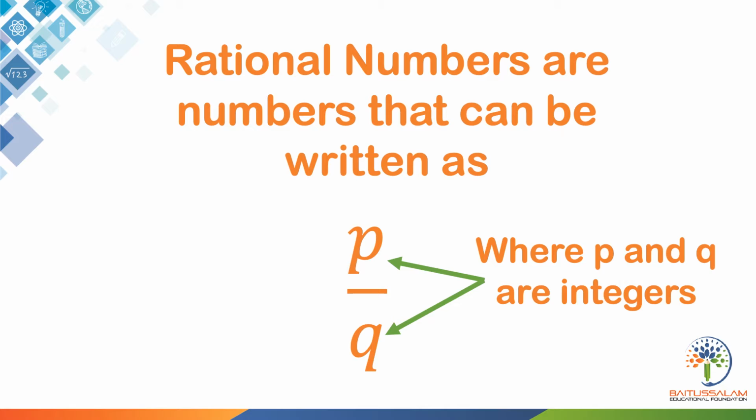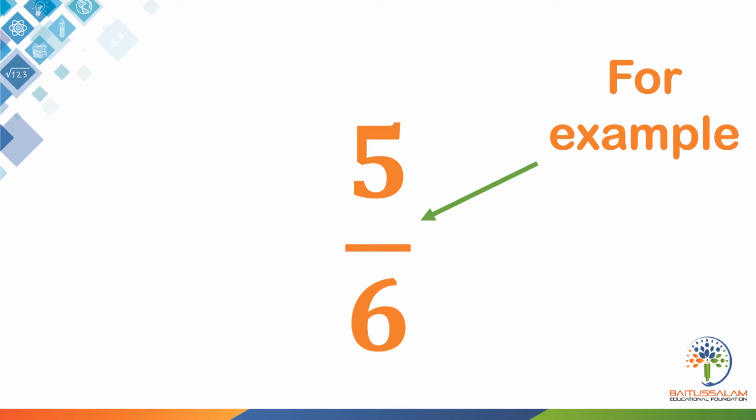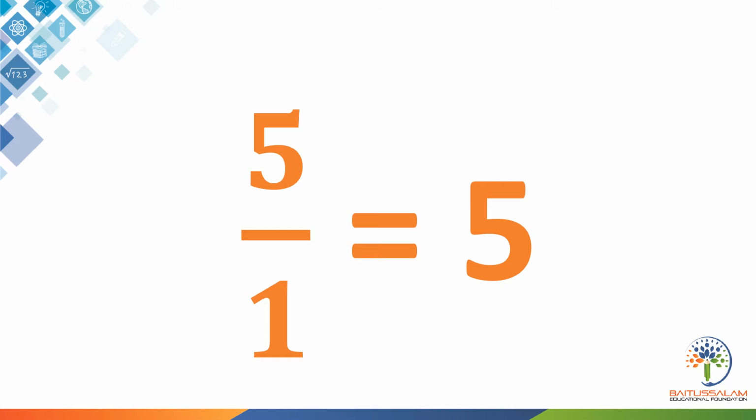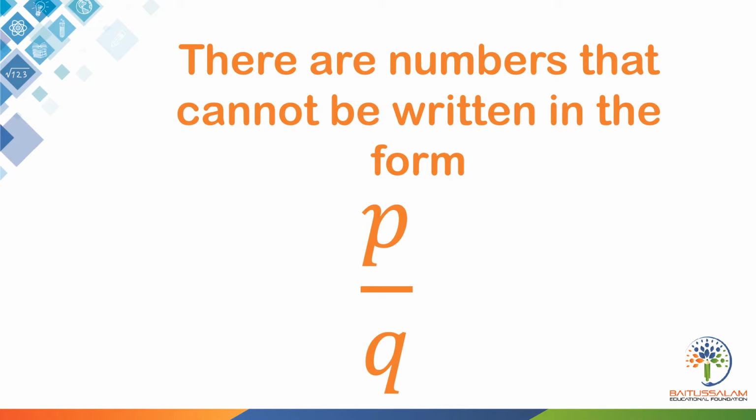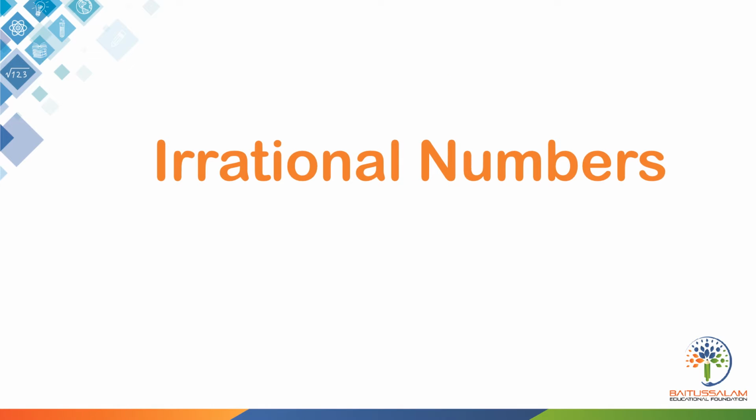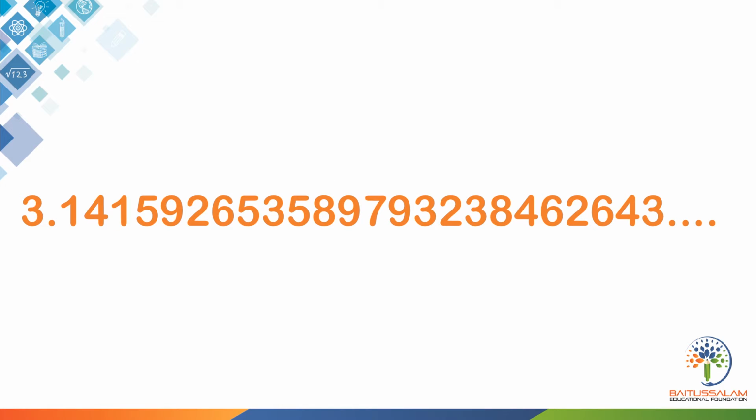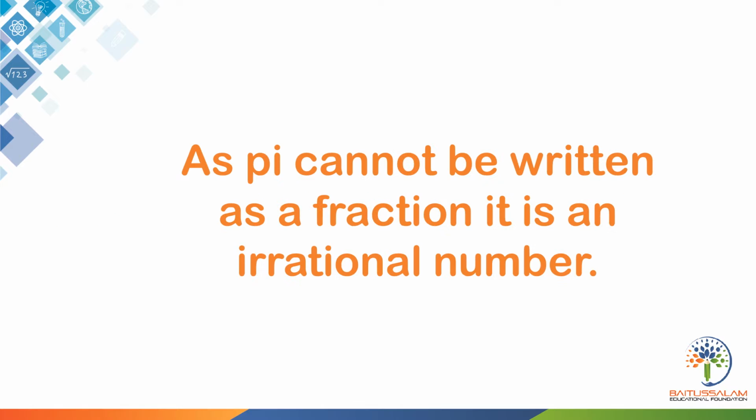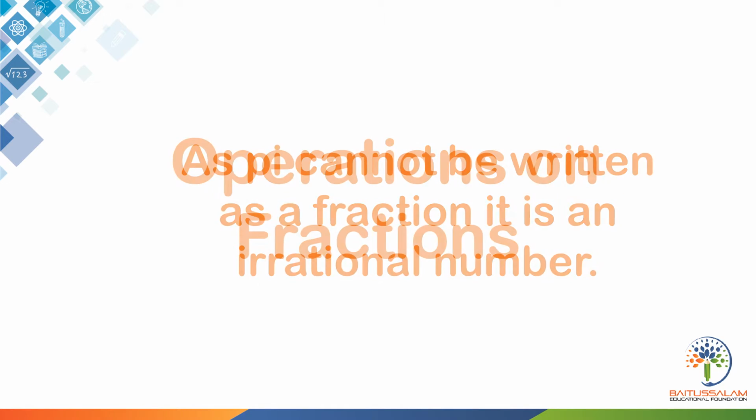What does this mean? This means any fraction, or whole number, that is any number with 1 as its denominator. There are numbers that cannot be written in the form P upon Q. These are called irrational numbers. Like the number pi, that is 3.14159265358979323846264, and it goes on. As pi cannot be written as a fraction, it is an irrational number.